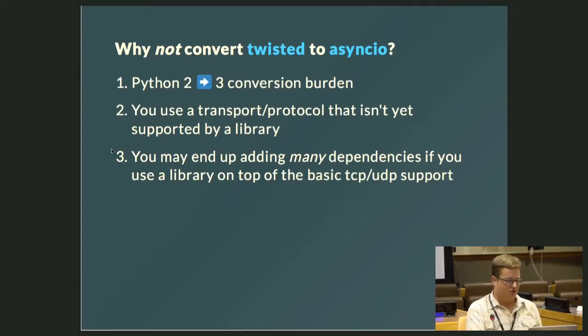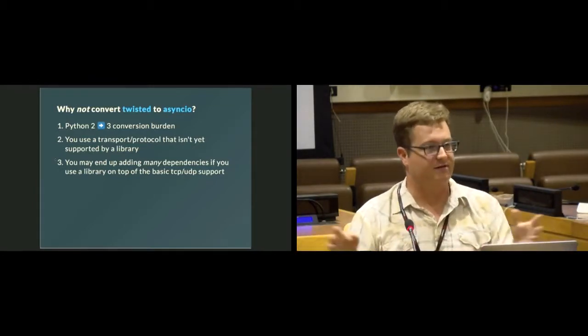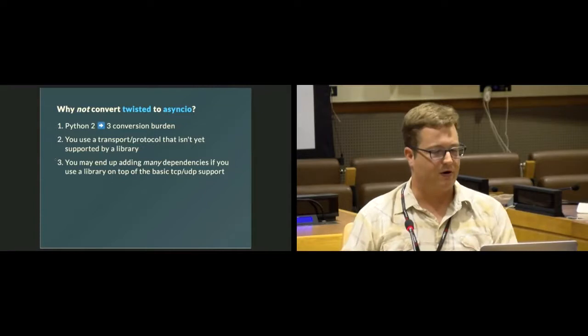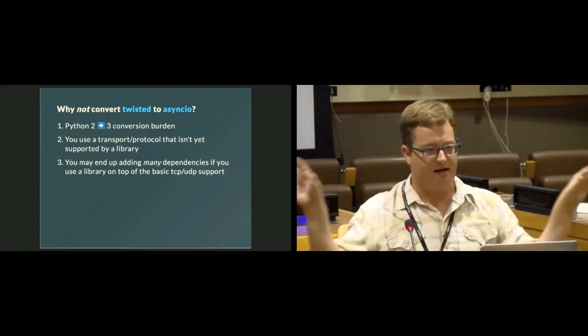If you can't convert from Python 2 to 3, or if you use a transport protocol that isn't supported by a library. So if you wanted to write an AOL AIM talk client, then you probably will have to implement it yourself instead of using Twisted. And then also you may end up adding many dependencies. So if you're doing lots of different networking things like SMTP and some DNS and something else, then you're going to have to add a separate library for each one of those. There are third-party libraries for each one of those protocols, but that means that instead of just Twisted, you're going to have to now use lots of libraries.